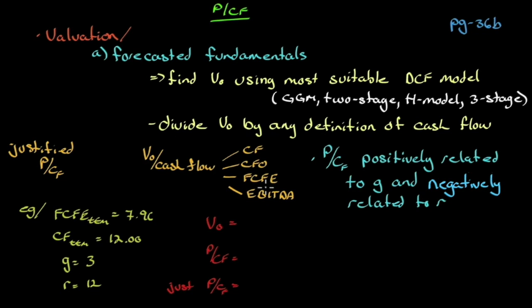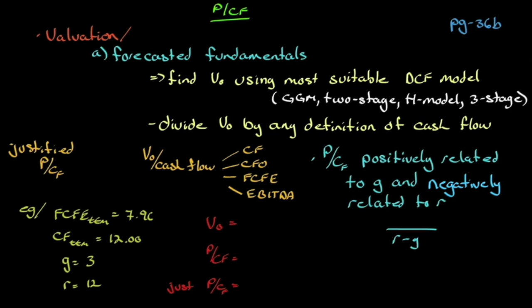It's not like we're taking one definition of cash flow and making some modifications. We're starting from completely different places. So whatever justified price to cash flow we use, whichever one we use, the important thing still is that price to cash flow is going to be positively related to G and negatively related to R. All we can do is look at the denominator and say, well, it's going to be positively related to G, we know that, negatively related to R.